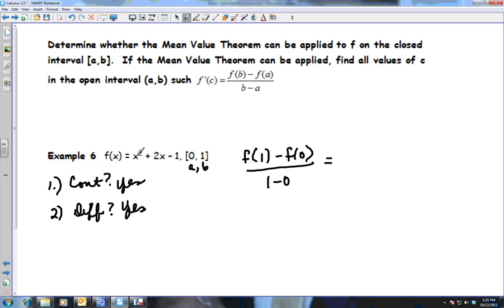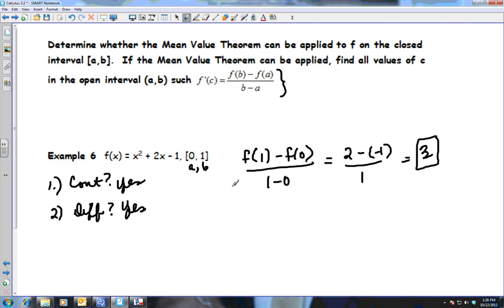So I have 1 squared is 1, plus 2, there's 3. 3 minus 1, that's 2. So when I plugged 1 into this equation, I got 2. Now I'm going to plug 0 in. So I have 0, 0. So 2 minus a negative 1 over 1. So my answer is 3. So I did this first part. I actually found the slope of the line.